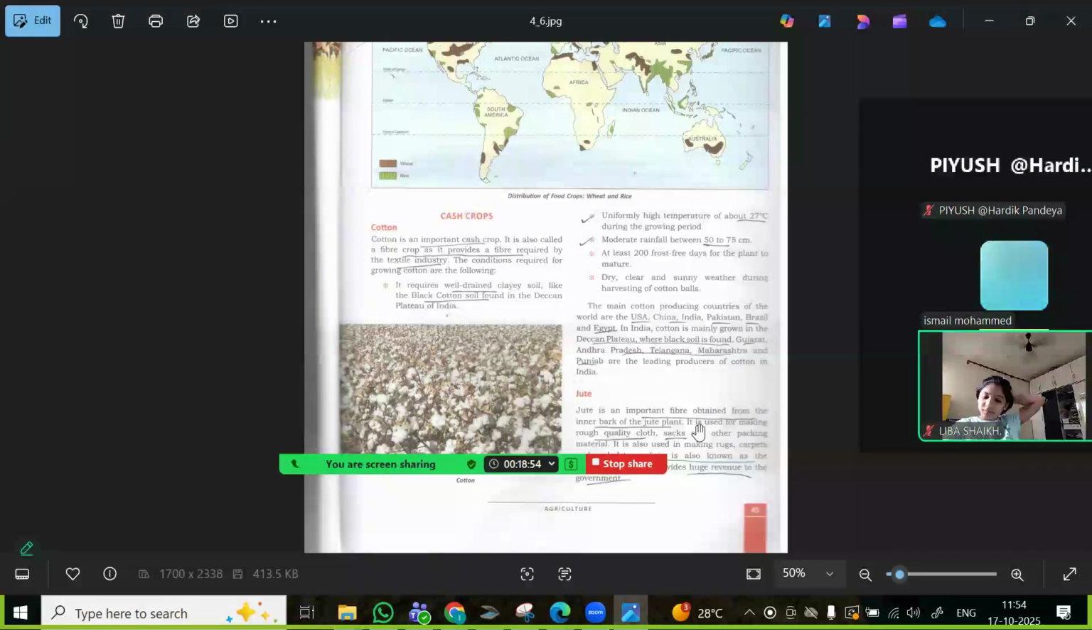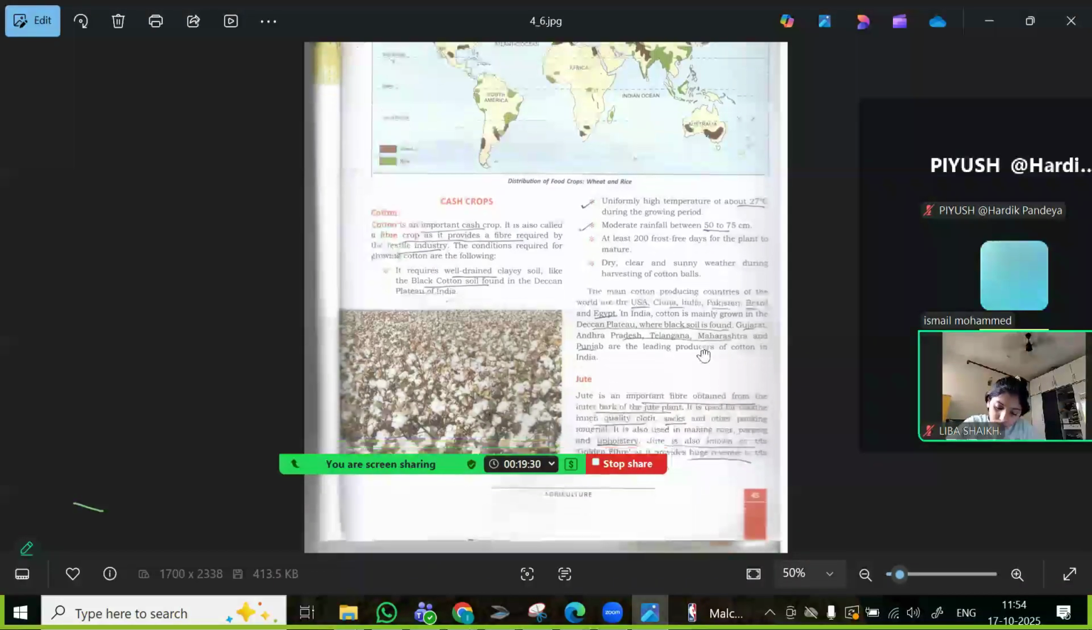Next, you have the important cash crop jute, a fiber obtained from the inner bark of the jute plant. From the inner bark of that plant you produce the fiber, and from that you produce the jute. What is it used for? It is used for making rough quality cloth like sacks, packing material, and bags. It is also used in making rugs and carpets.